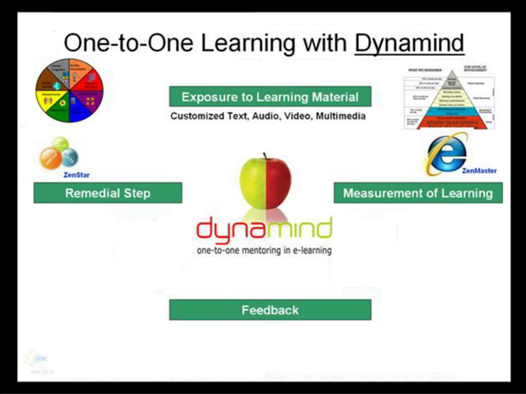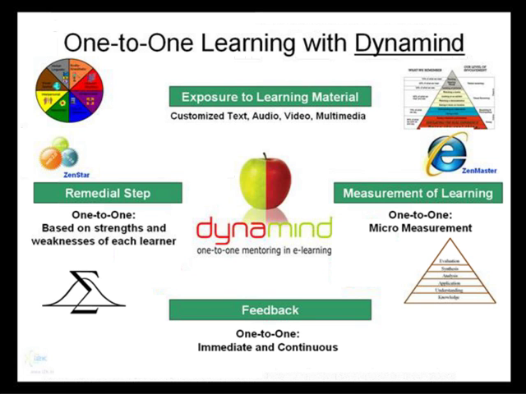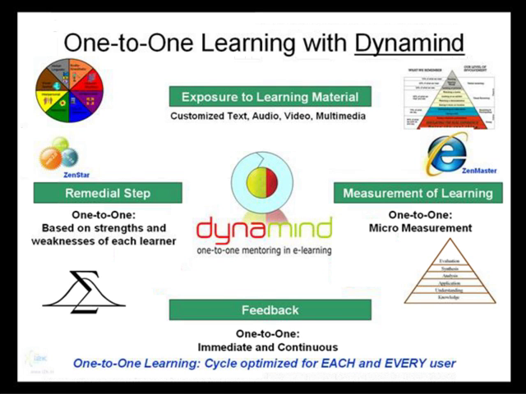Dynamind continuously measures the effectiveness of learning for each and every learner. Learner-specific measurement provides a basis for the generation of specific feedbacks. Each learner feedback is followed with targeted remedial steps. Dynamind is designed to maximize the learner engagement. It does so by creating customized cycles of learner engagement after the initial cycle is run through. Dynamind, thus, is the only and most effective in one-to-one learning.